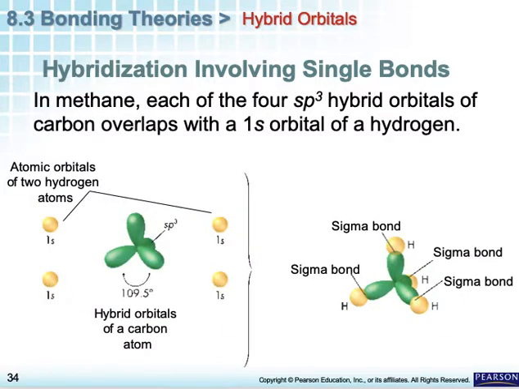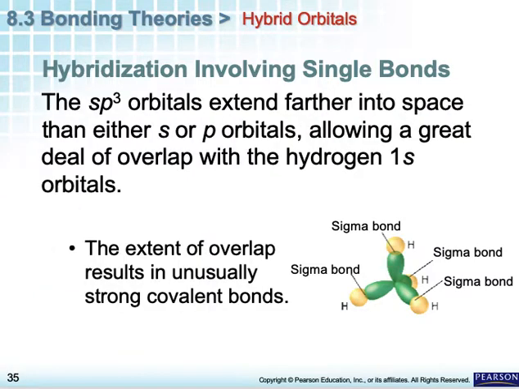So, here we see the 4 orbitals for hydrogen are denoted in yellow. The hybridized orbitals for carbon are denoted in green. And we form 4 sigma bonds. I do want you to be able to tell me how many sigma bonds a molecule has. The extent of overlap is unusually strong in these covalent bonds.